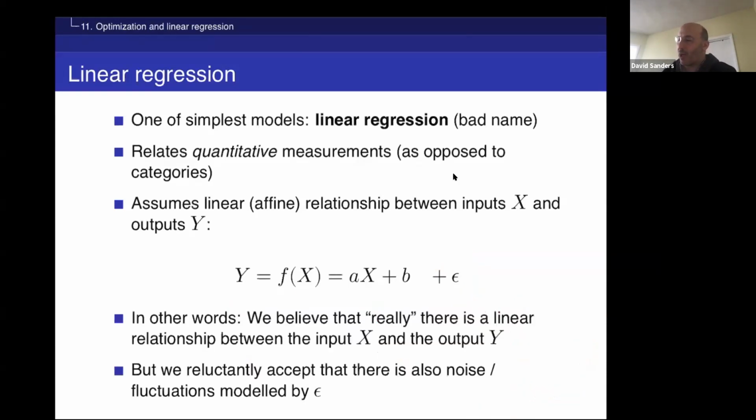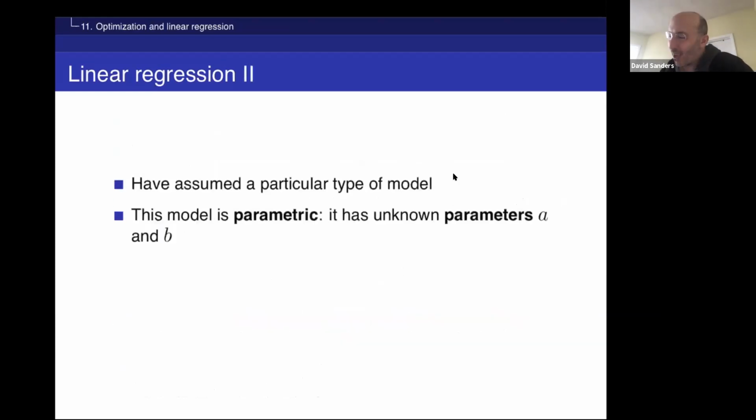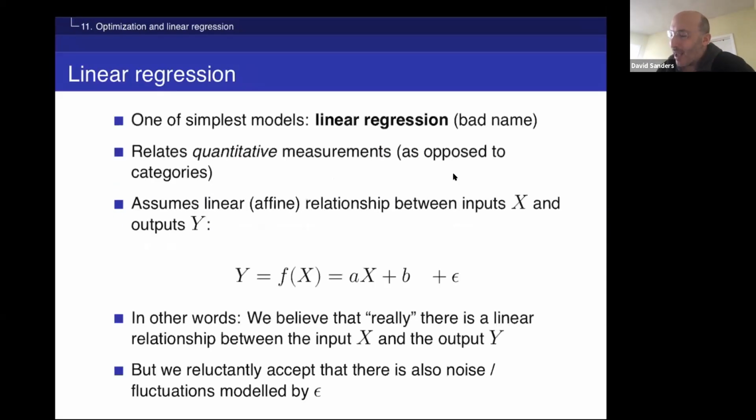So what do we want to do? We reluctantly accept the fact, or you embrace it, depending on your point of view, that there are these errors or noise. Okay, so we're going to do linear regression. I should put A and B as subscripts of the f. So we have a function f sub AB of x, with parameters A and B. So what are A and B?